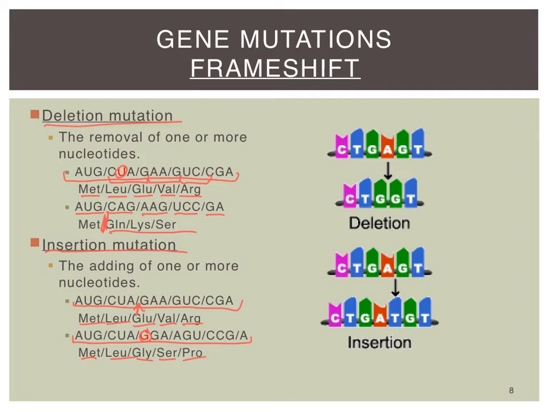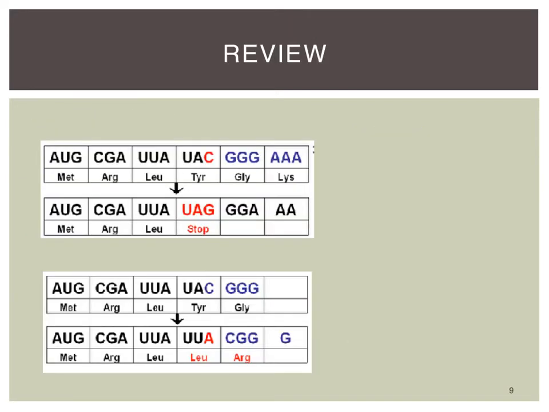You're adding an extra base, so the 3 bases in the codon would be moved over 1. If we inserted 2 nucleotides, then the reading frame would move over 2. So it would affect the amino acids coded for after that point.